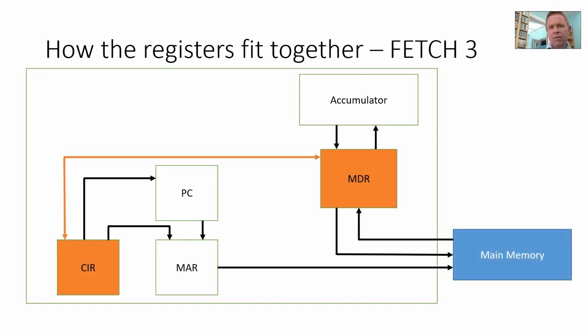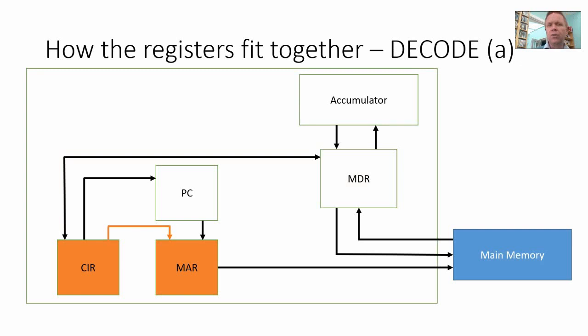This third part of the fetch part of the cycle sees the contents of the memory data register being copied to the current instruction register. And now, with that instruction in the CIR, we come to the end of what we've called the fetch phase. So we've basically retrieved an instruction from an address in main memory. Now it's in the CIR and we're ready to examine it.